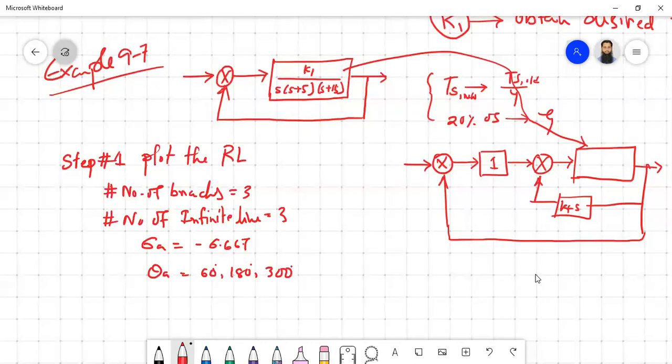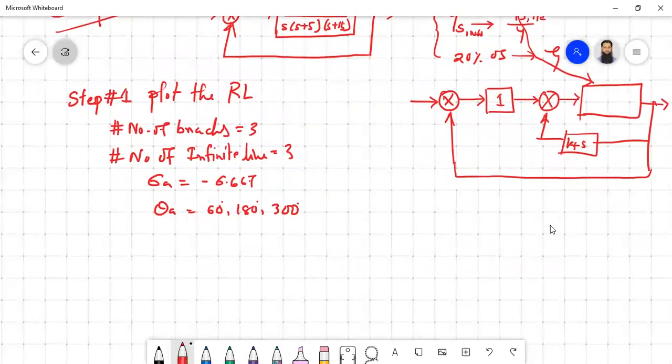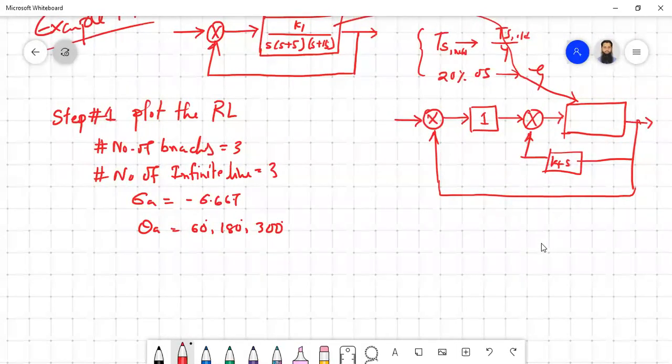Okay, so then you have to figure out your breakaway point. So breakaway point sigma 1, 2, if you calculate. So I'm just giving you the result. So minus 11.076 and minus 2.257. So basically you are going to see that this one will be applicable.